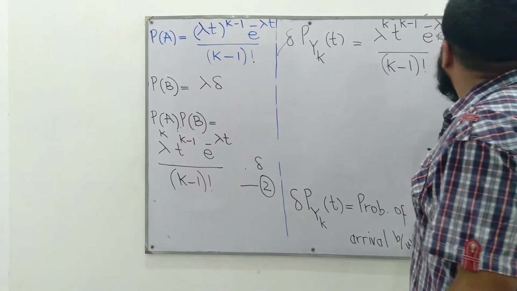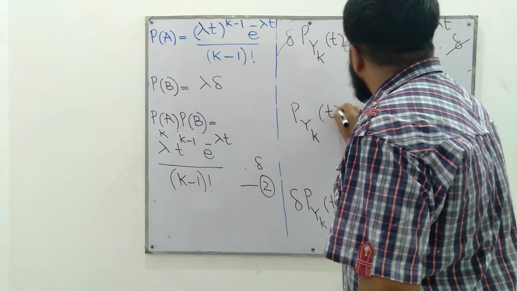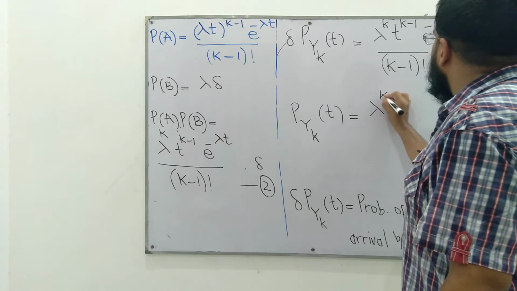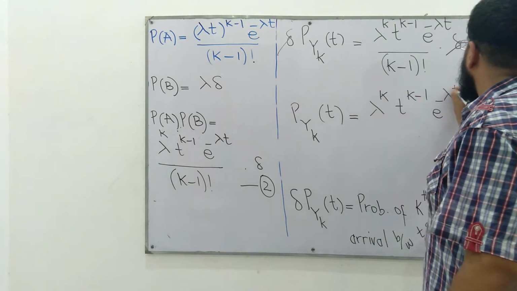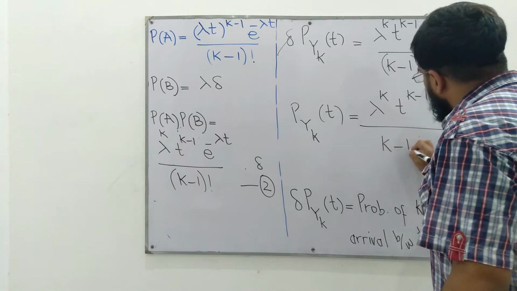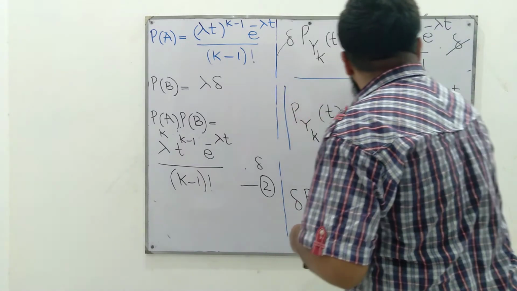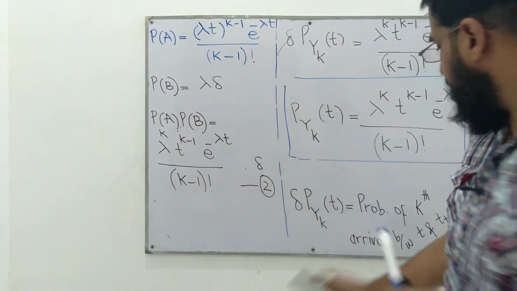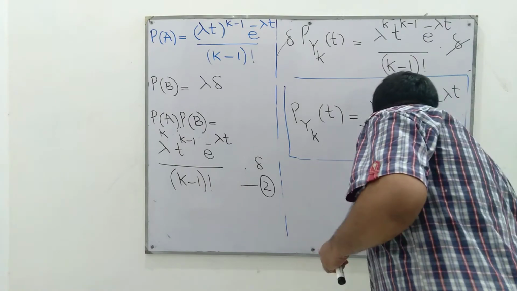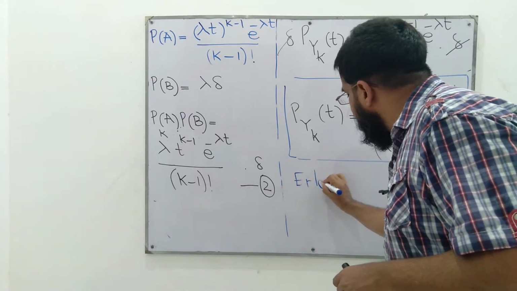This delta cancels with this delta and we get this PDF: lambda to the k t to the k minus 1 e to the minus lambda t over k minus 1 factorial. This expression is a PDF and we call it the Erlang PDF.